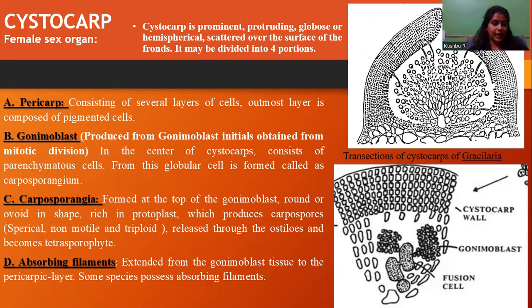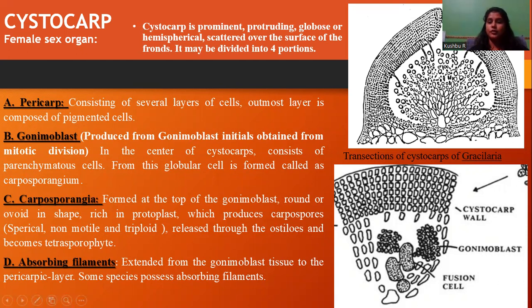they are triploid in nature. Later, they become tetraspores, and absorbing filaments are the sterile filaments that are present around, acts as a fencing for the cystocarp. Cystocarp is prominent, they are protruding, they are globulous, they are hemispherical, scattered all over the surface of the thalli, and these are the four important parts of the cystocarp.